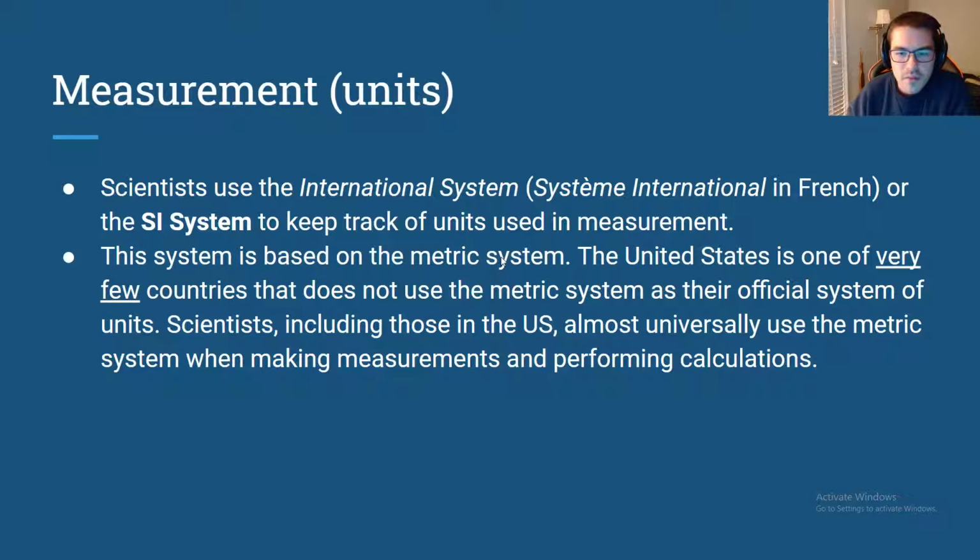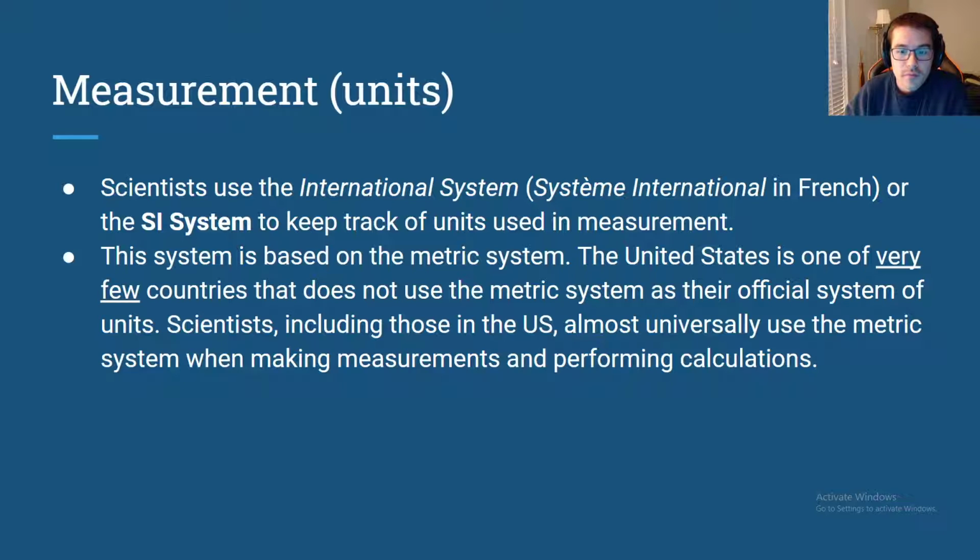This system is based on the metric system, and the United States is one of very few countries that does not use the metric system as their official system of units, which is kind of unfortunate, because what that means is kids like you grow up and you're not naturally used to using the metric system in general, so it can be kind of confusing for kids, especially in high school when they first start getting into science, having to go back and forth between the imperial system, which is kind of what the United States uses, and the metric system, or the SI system.